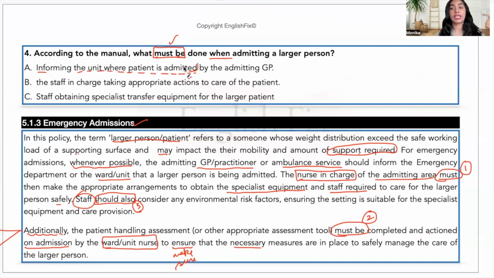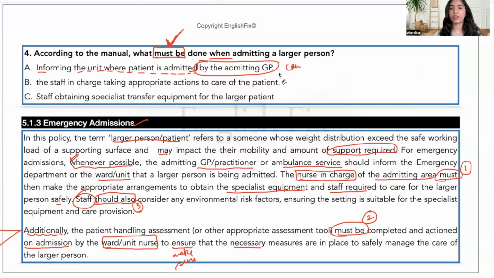That unit could be the area, the department, anything, right? Where the patient is by the admitting GP. This is wrong. Try to understand. The GP can inform, okay? Whenever possible. Not that this absolutely has to be done, and it has to be done by the GP, not anyone else.